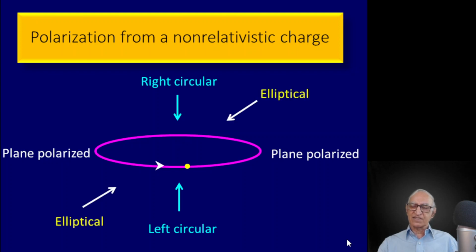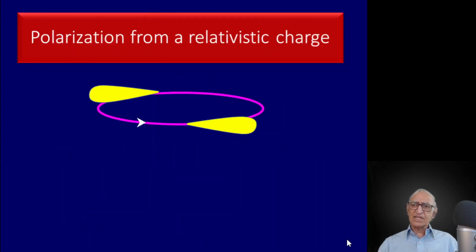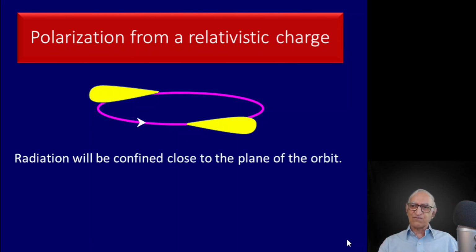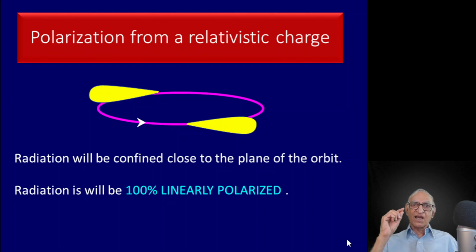In a general direction, it will be elliptically circular. In principle, there is radiation in all directions except in the direction of acceleration. But in the case of relativistic charge, the radiation is confined essentially to the plane of the orbit. Therefore, the radiation will be 100% linearly polarized.